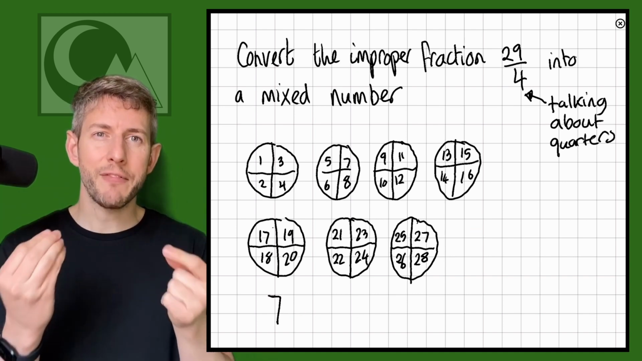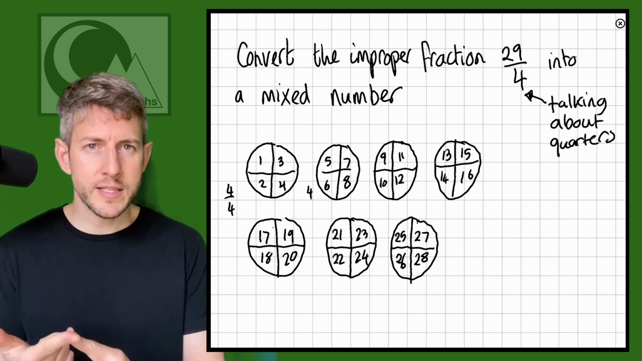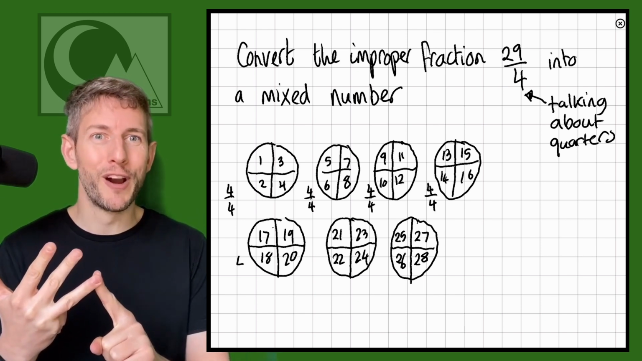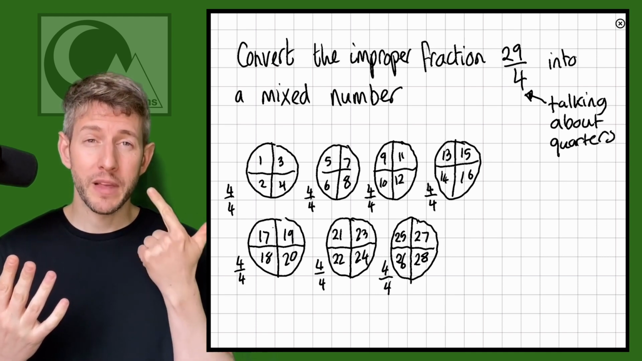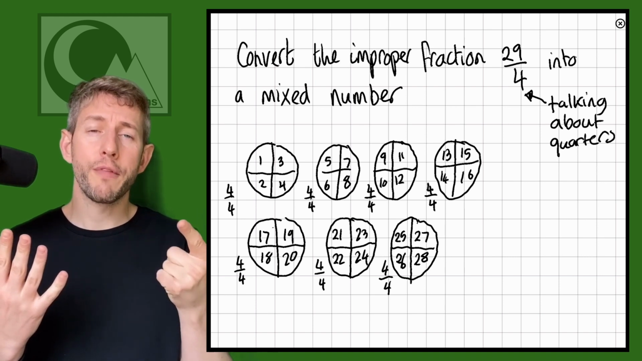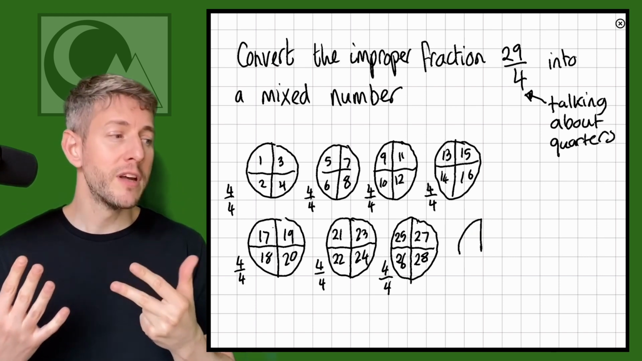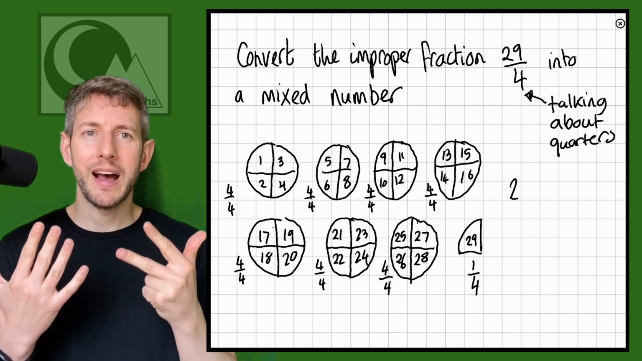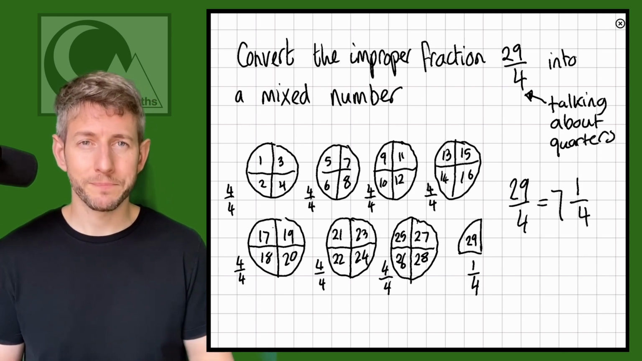So there's going to be 7 wholes. I can write them all down here. So we've got 1 4/4, a second 4/4, a third 4/4, a fourth 4/4, a fifth 4/4, a sixth 4/4, a seventh 4/4, and then all of that makes 28, and then we've got 1/4 left. So we can see that 29/4 as a mixed number is going to be 7 and 1/4.